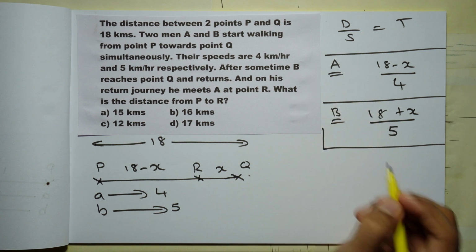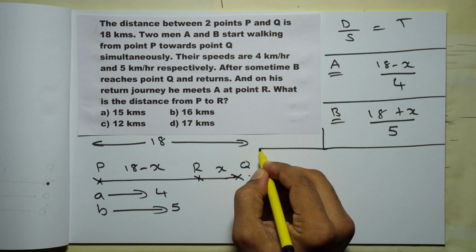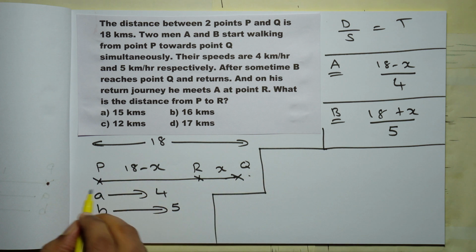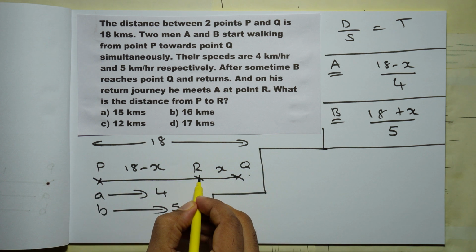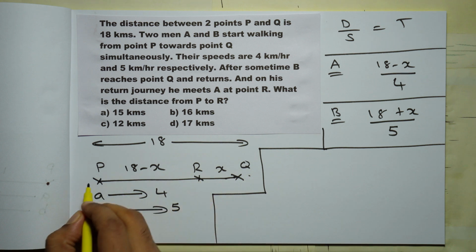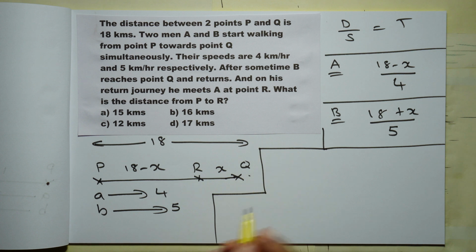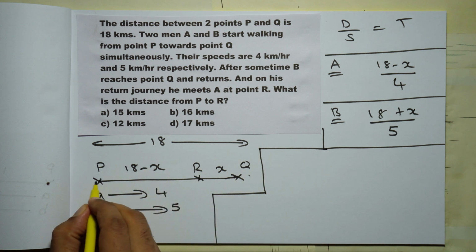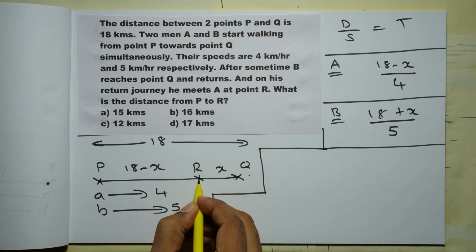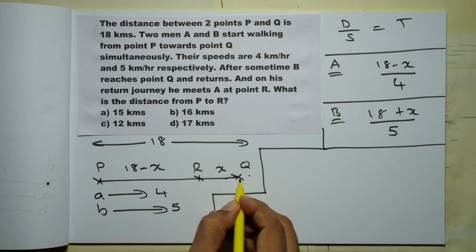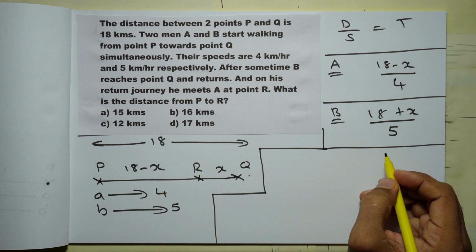They both travel for the same time. So you can form the equation like this. That is, during the time in which A travels 18 minus x, during this time B will do the full 18 plus x. So I'll just repeat that once again. Time required for A to do this distance 18 minus x is equal to time required for B to do full 18 plus x. So we'll form the equation like that.